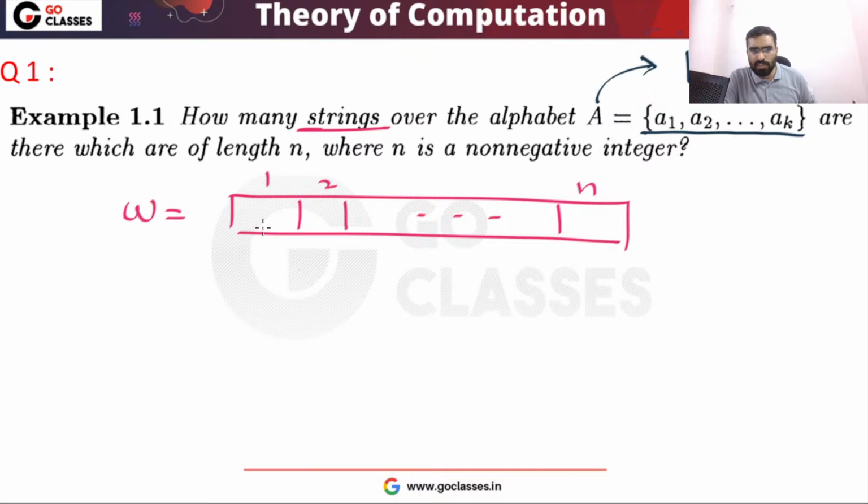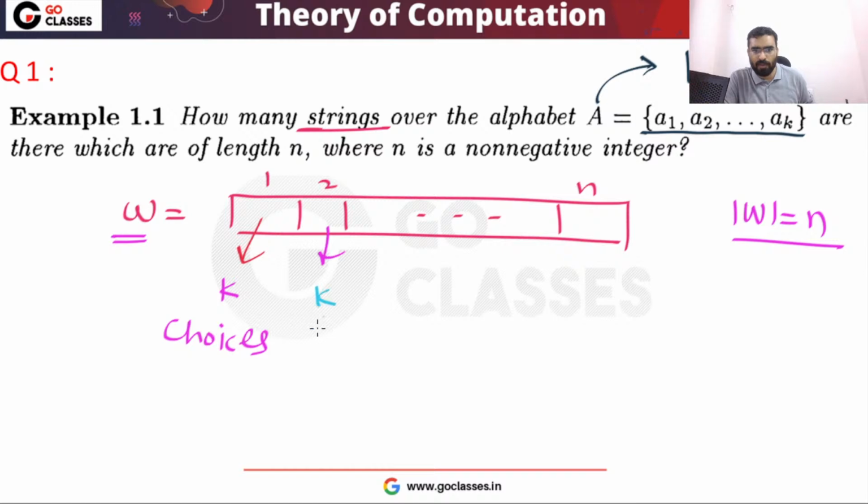Very easy. Notice the first position. Because I want a string of length n, for every position I have k choices, because here you can put any of these symbols, A1, A2, ..., AK. So for every position there are k choices.